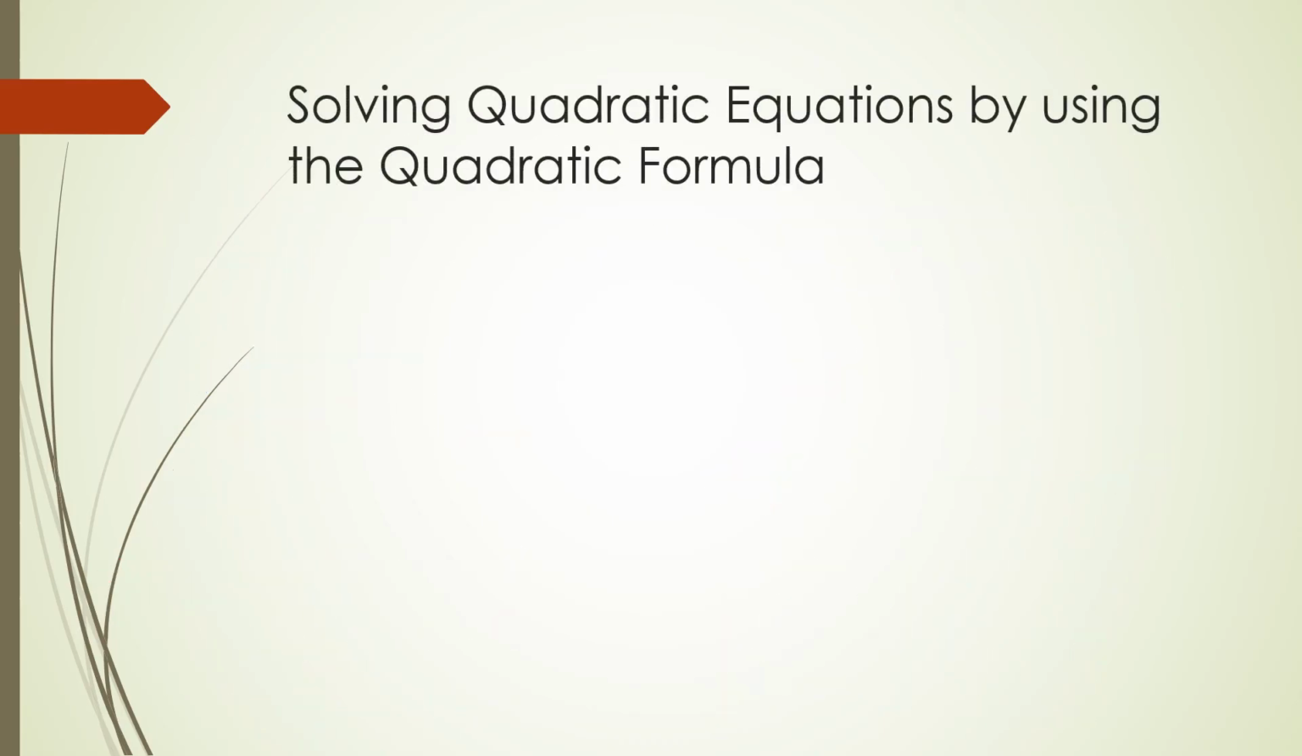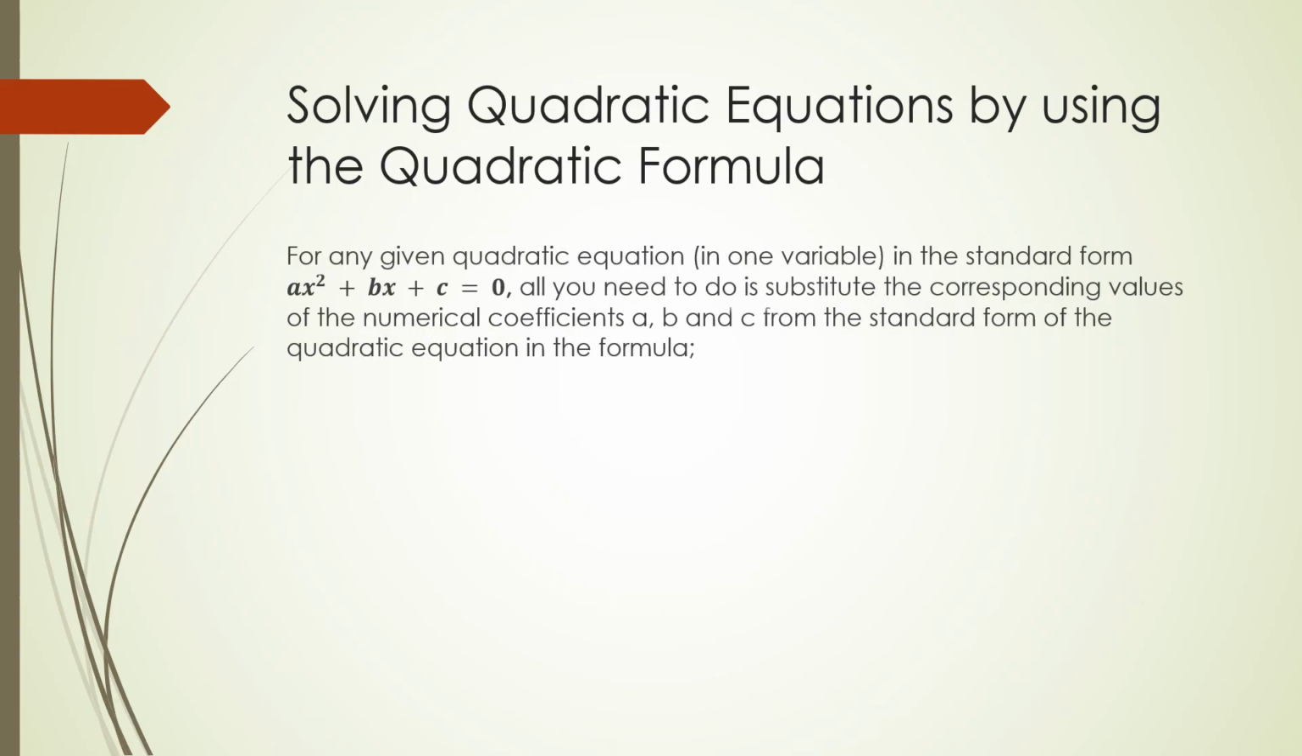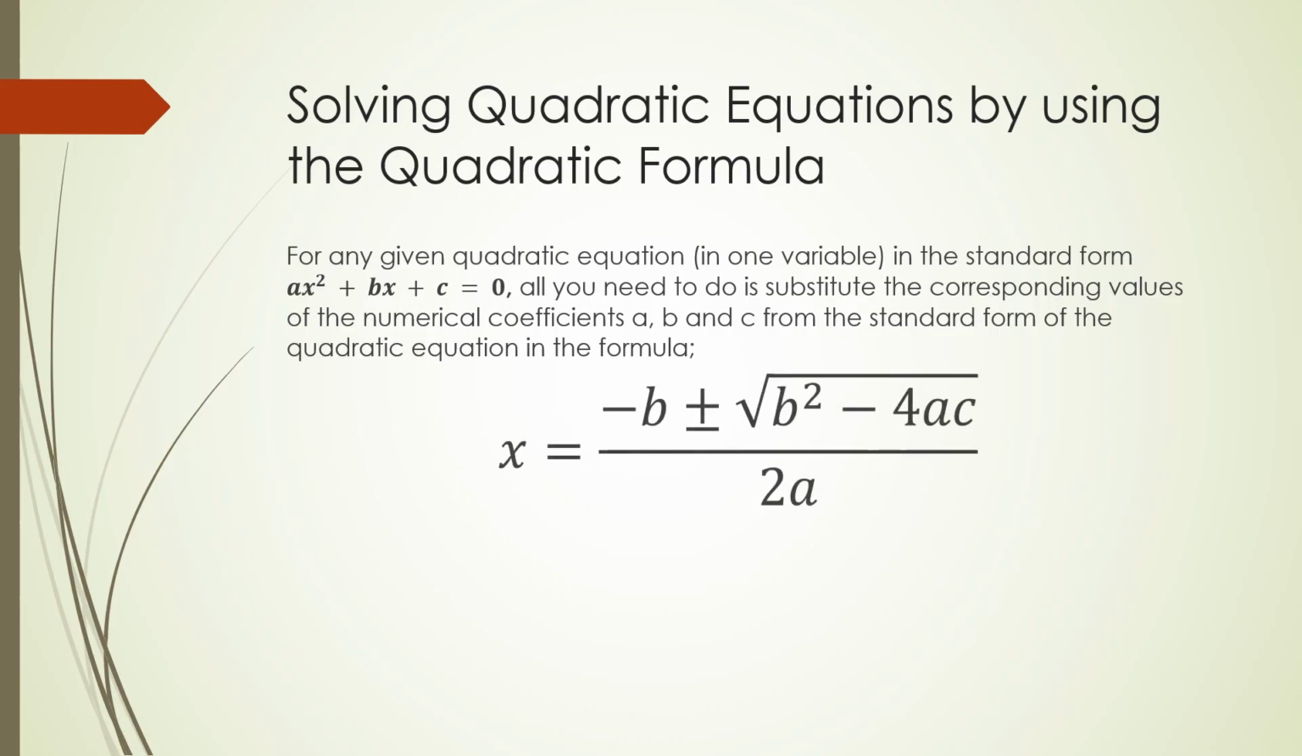Solving quadratic equation by using the quadratic formula. So, this is the fourth method. For any given quadratic equation in one variable, in the standard form ax squared plus bx plus c is equal to 0, all you need to do is to substitute the corresponding values of the numerical coefficients a, b, and c from the standard form of the quadratic equation in the formula of x is equal to negative b plus minus the square root of b squared minus 4ac all over 2a.